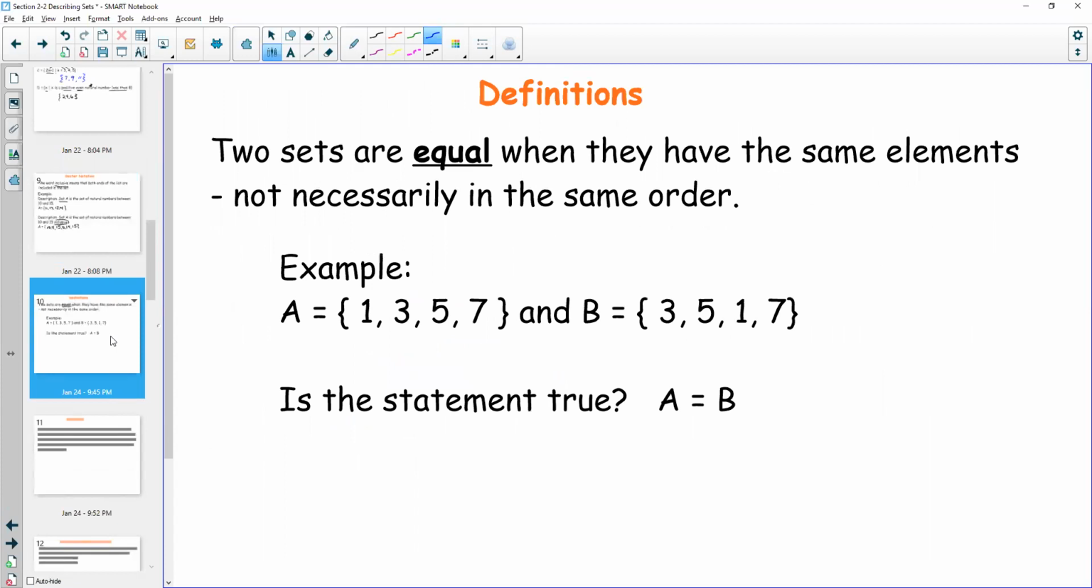Two sets are equal when they have the same elements. The elements don't have to be in the same order. It's fine. But when two sets have exactly the same elements inside of them, they're equal. Okay? So are sets A and B equal? Well, let's see. 1, 3, 5, 7. They are. They have exactly the same elements. So yes.